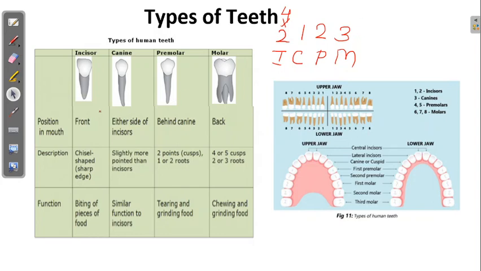Okay, now we go to the shape of the teeth. Incisors are present in the front region. They have chisel-shaped sharp edges. You can see their edges are sharp, basically to bite the food. Then you will see that the canine is pointed at the center and it has the same function, that is, biting of the food.